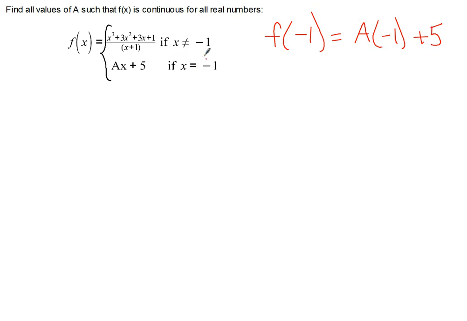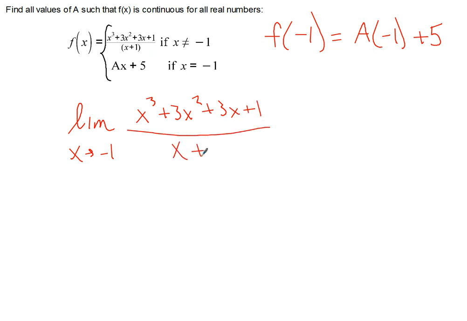Well, the limit as x approaches -1 can be found by using the top piece, because these are the values of the function, x cubed plus 3x squared plus 3x plus 1, that we get when we are approaching -1. So we look for the limit as x approaches -1 of x cubed plus 3x squared plus 3x plus 1 over x plus 1. If you plug in -1 to this, you end up with -1 plus 3 minus 3 plus 1, which is 0, over negative 1 plus 1, which is also 0. So this is an indeterminate limit.